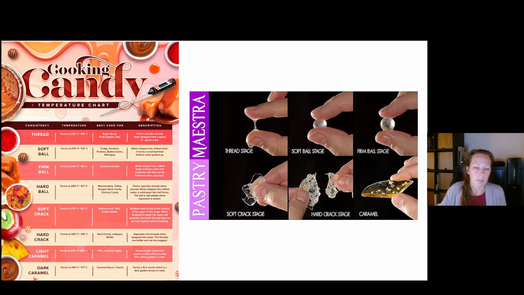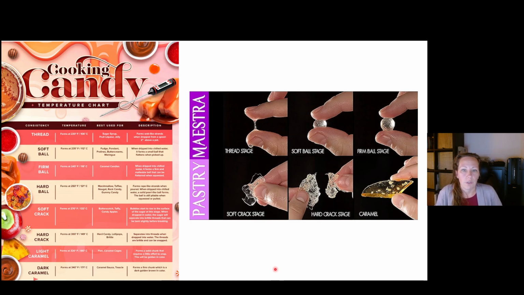The firm ball stage. In the book, it just calls this ball. But this firm ball stage, the ball will not flatten when you take it out of the water, but you can flatten it really easily if you squeeze it. The hardball stage, which is not on here, will form a hardball. If you squash it, you can still change its shape, but it's not going to be as easily flattened as the ball stage.